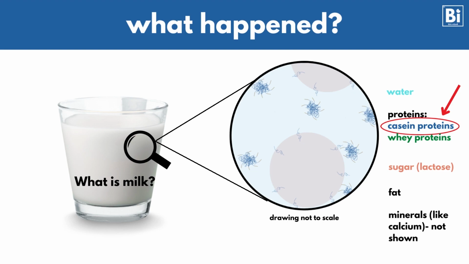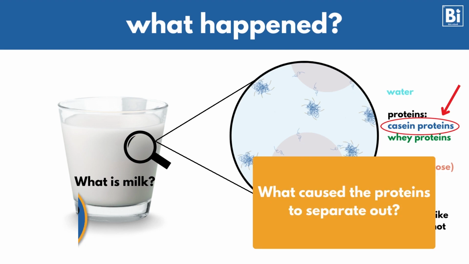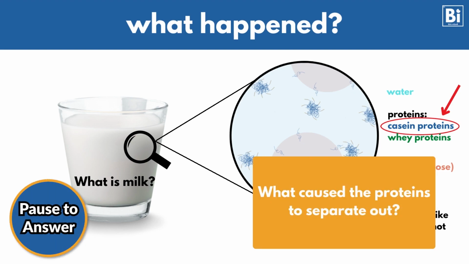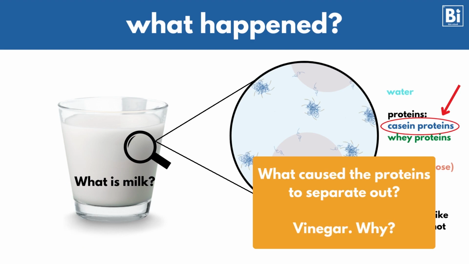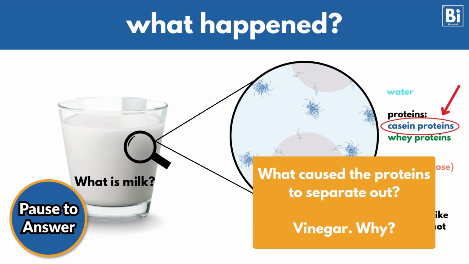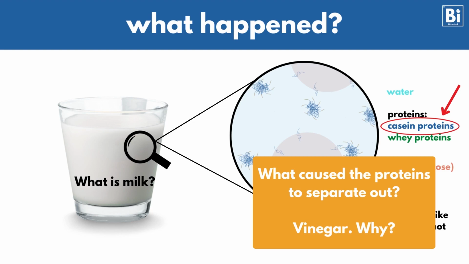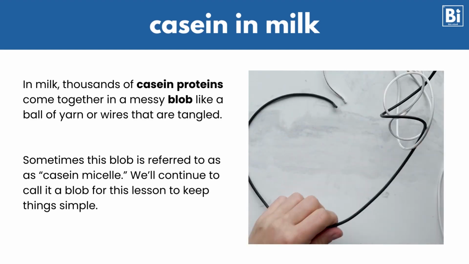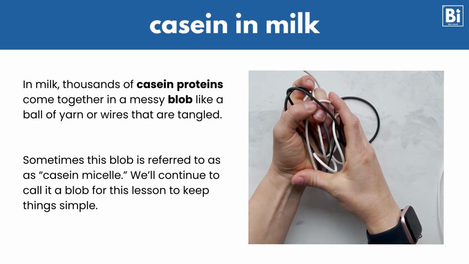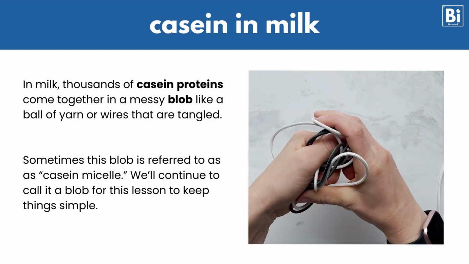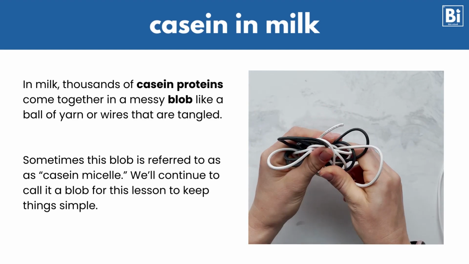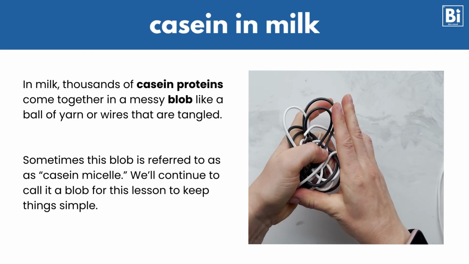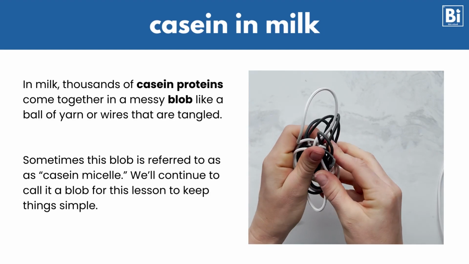We saw the casein proteins separate out. What caused the casein proteins to separate out? Vinegar. But why? Well, to answer this, we're going to have to go even further back and understand casein proteins and how they exist in milk. In milk, we have thousands upon thousands of casein proteins, and they like to organize themselves into blobs called micelles. We're going to call them blobs from here on out just to keep things simple.